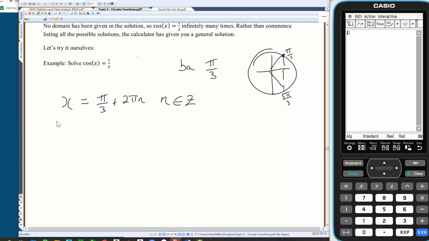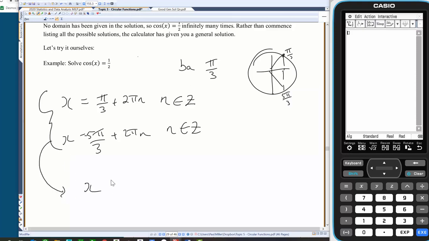Now we can also do this at 5 pi on 3. So we're going to go 2 pi n, where n is an element of z. Now, there's a more elegant way to write the solution to this as well. Note that I could go to pi on 3, or I could get to this same point here by moving backwards pi on 3 as well. So I could write that in a more elegant way as x is equal to plus or minus pi on 3 plus 2 pi n, where n is an element of z.